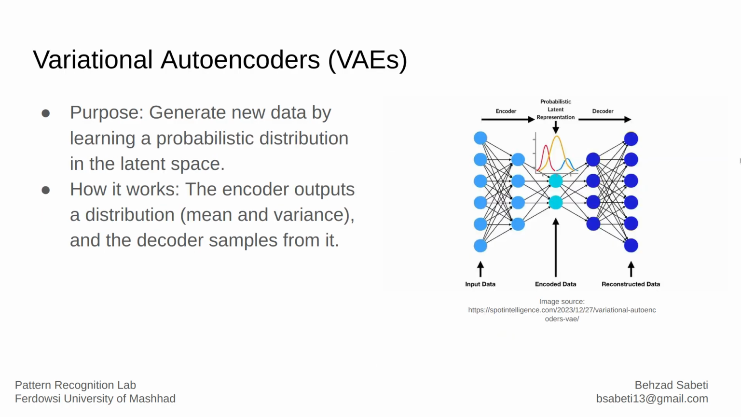And the third is the variational autoencoders. These are used to generate new data. Instead of just compressing data, VAEs learn a probabilistic distribution in the latent space, which allows them to create new similar data, like generating new images or faces or handwritten digits. And as you can see here, we have an illustration for the variational autoencoders. We have an encoder, we have a probabilistic latent representation, and we have the decoder in here.